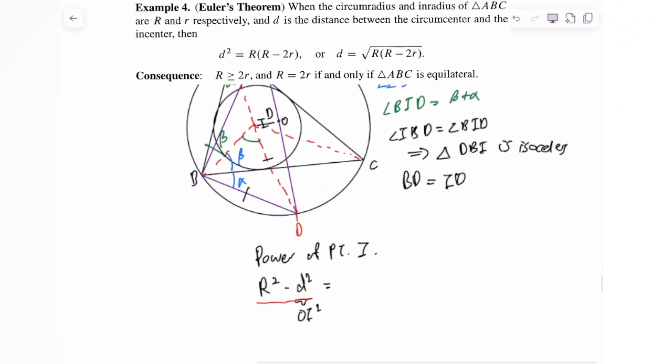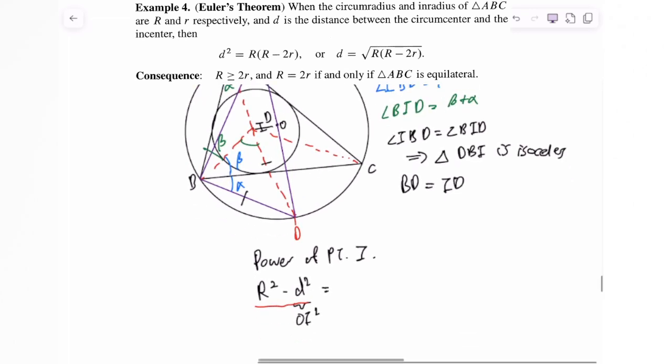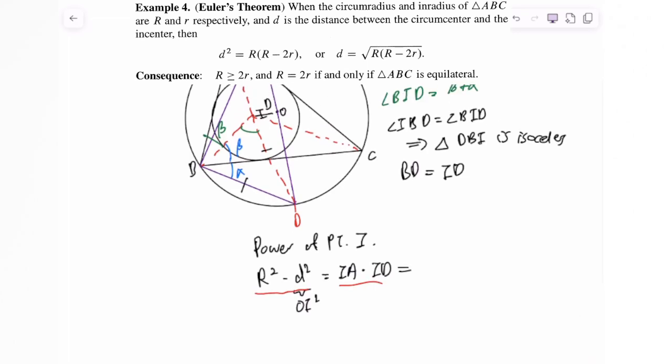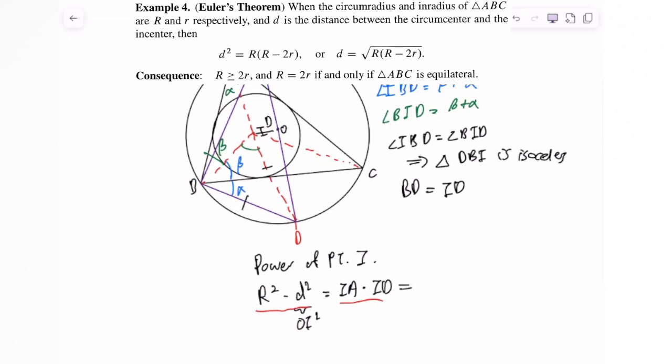Another way to write the power of point I, there are two ways to write it, is with respect to the chord AD, which is equal to IA times ID. So these two are just two ways to write the power of point I with respect to the big circle. Now, again, let's equate this to something. So IA and ID, right?